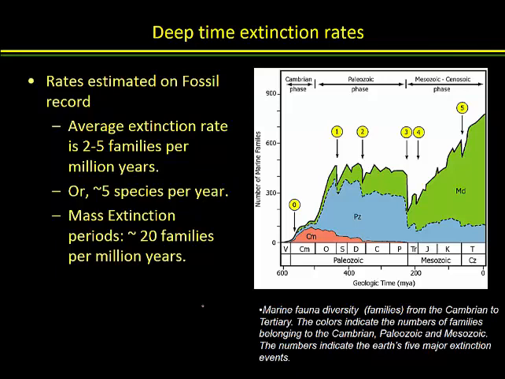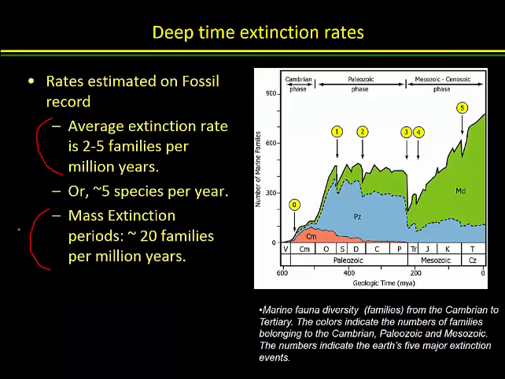These can be defined in many ways, but a commonly accepted one is that a mass extinction is when you get significantly more extinctions than the overall background extinction rate. So if the average extinction rate is about 2 to 5 families per year, and then there's some event that causes something like 20 different families to go extinct, then you're talking about a mass extinction.